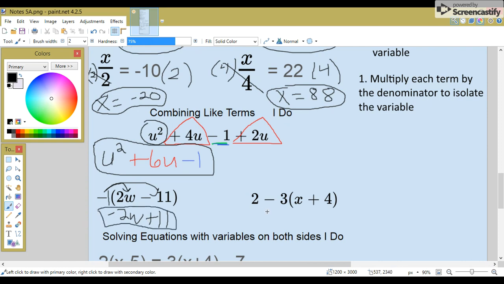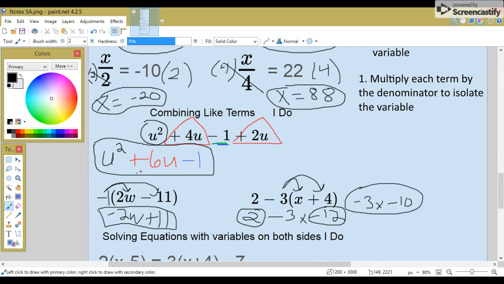2 minus 3 parentheses x plus 4. Distribute first, multiply each term by negative 3. We're just going to carry down this 2 for right now. Negative 3 times x is negative 3x. Negative 3 times positive 4 is a negative 12. From here, we could combine like terms. We could combine the two constants. So our simplified expression is negative 3x minus 10.